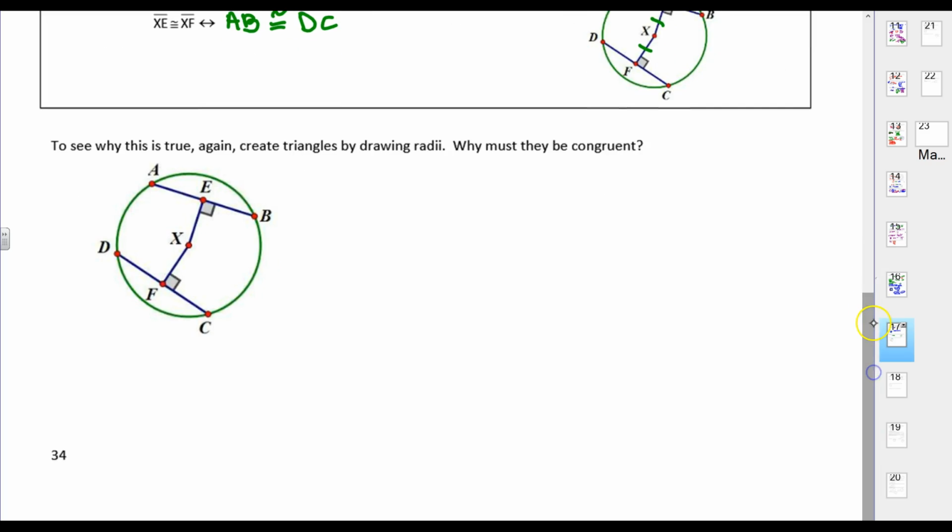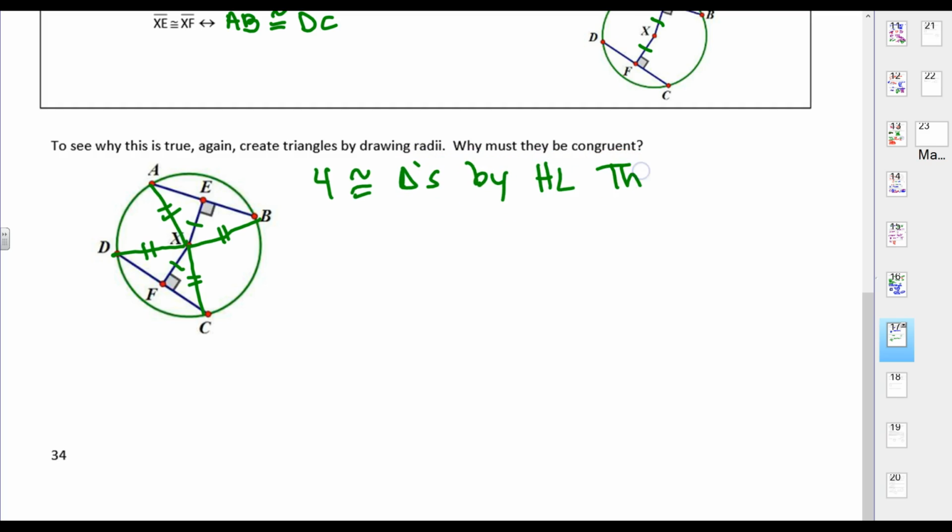And the reason for this is, once again, I'm going to draw in the radii. If I know that these pieces are equal, well, all of my radii are equal too, and we know we've got right angles, I create four congruent triangles by the HL theorem, which means then that these pieces of these chords would all be congruent, therefore the chords themselves are congruent.